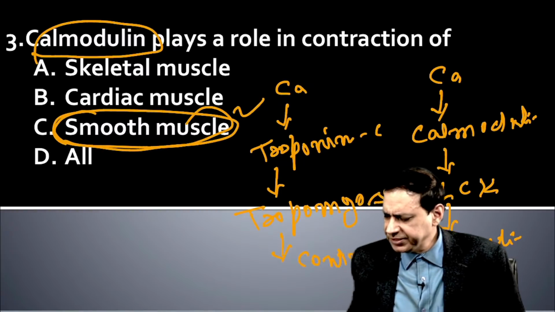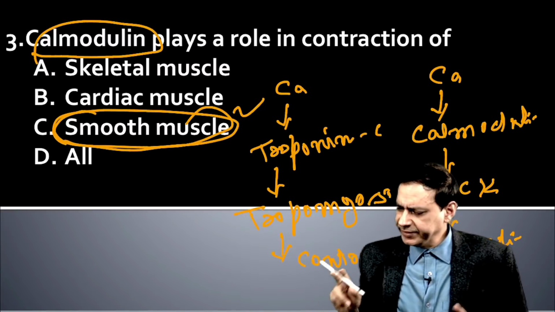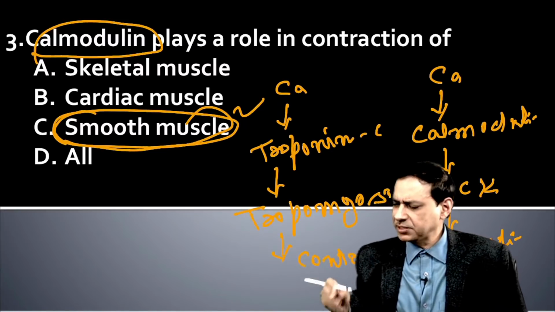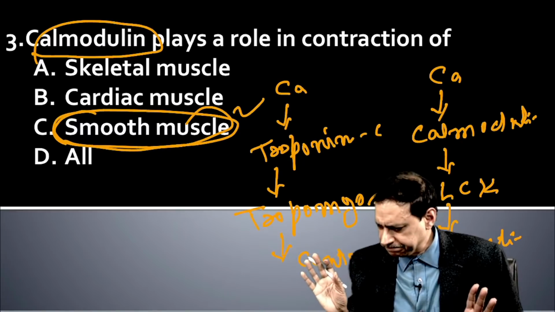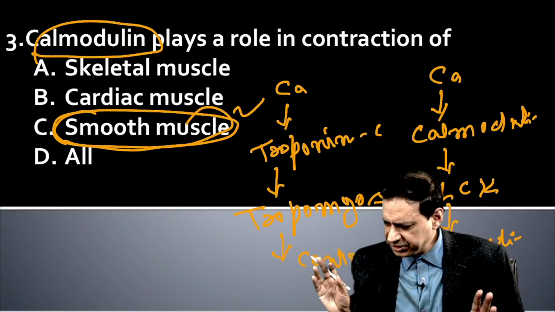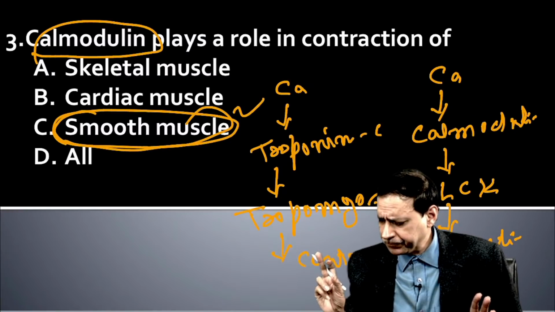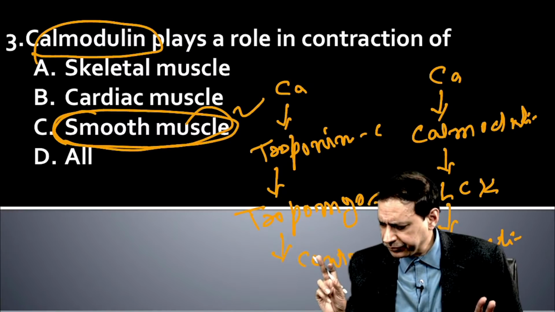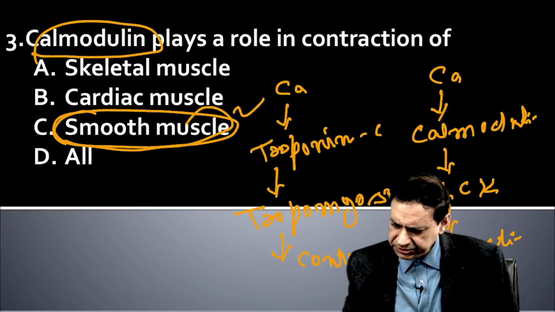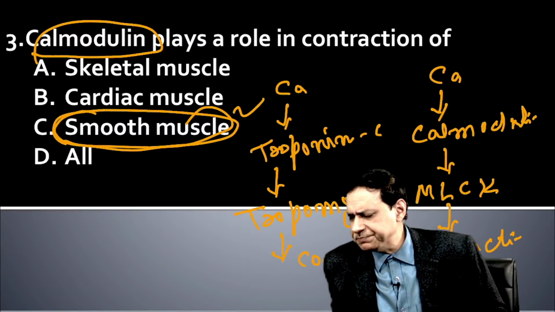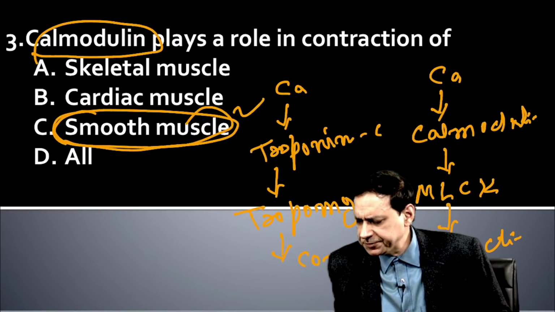Maximum water in the GIT is absorbed from the jejunum. Similarly, in the kidney, maximum water is absorbed from the PCT. PCT will absorb 60% of the water. Okay? Yes, maximum water is absorbed from the PCT, 60%.